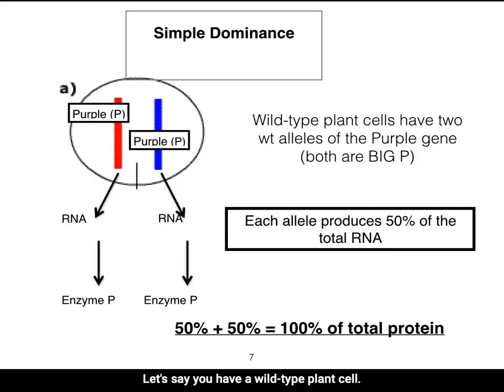Let's say you have a wild type plant cell. This cell will have two alleles for the flower color. Two uppercase P alleles indicate that the genes for purple will produce messenger RNA and ultimately the enzyme P in order to make the purple flower. Each allele will be responsible for producing 50% of the RNA, therefore resulting in 100% of the protein being produced.